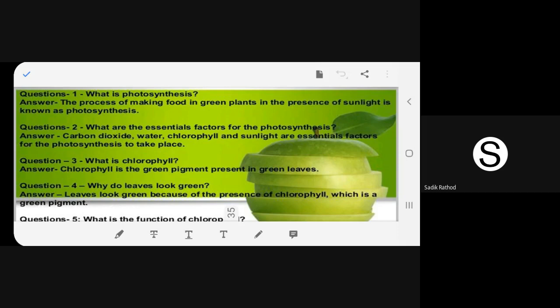Don't break it so much. Don't pull the word so much that it becomes meaningless. Did you understand? Yes. Please read it again, beta. What is photosynthesis? And loudly. I cannot hear properly. Loudly. What is photosynthesis? Answer. The process of making food in green plants in previous.